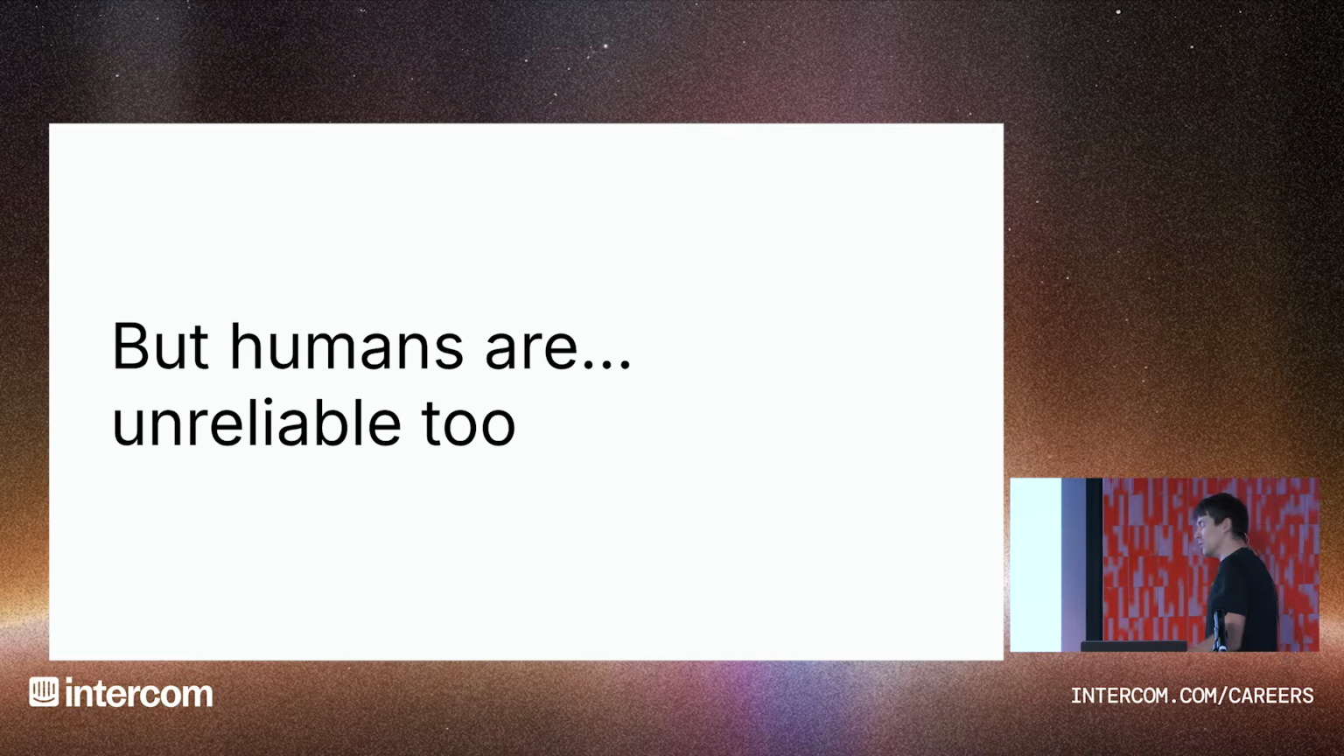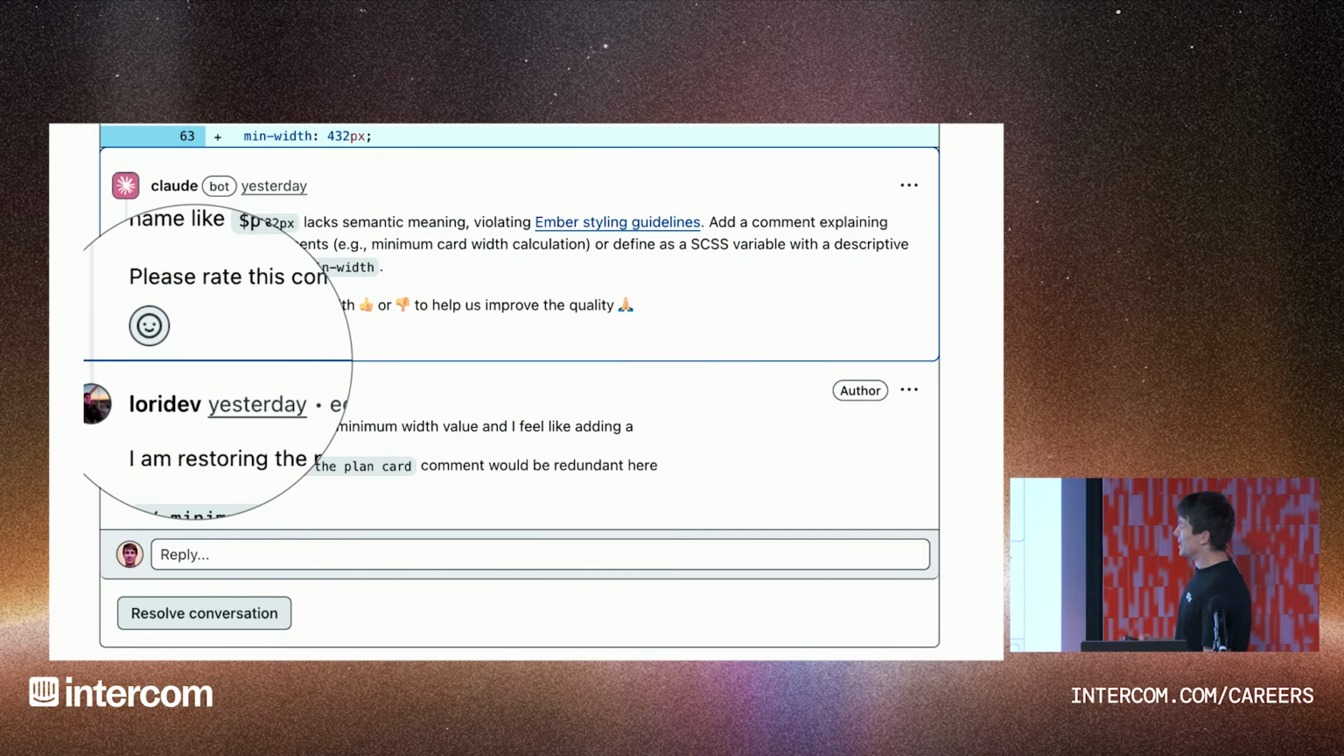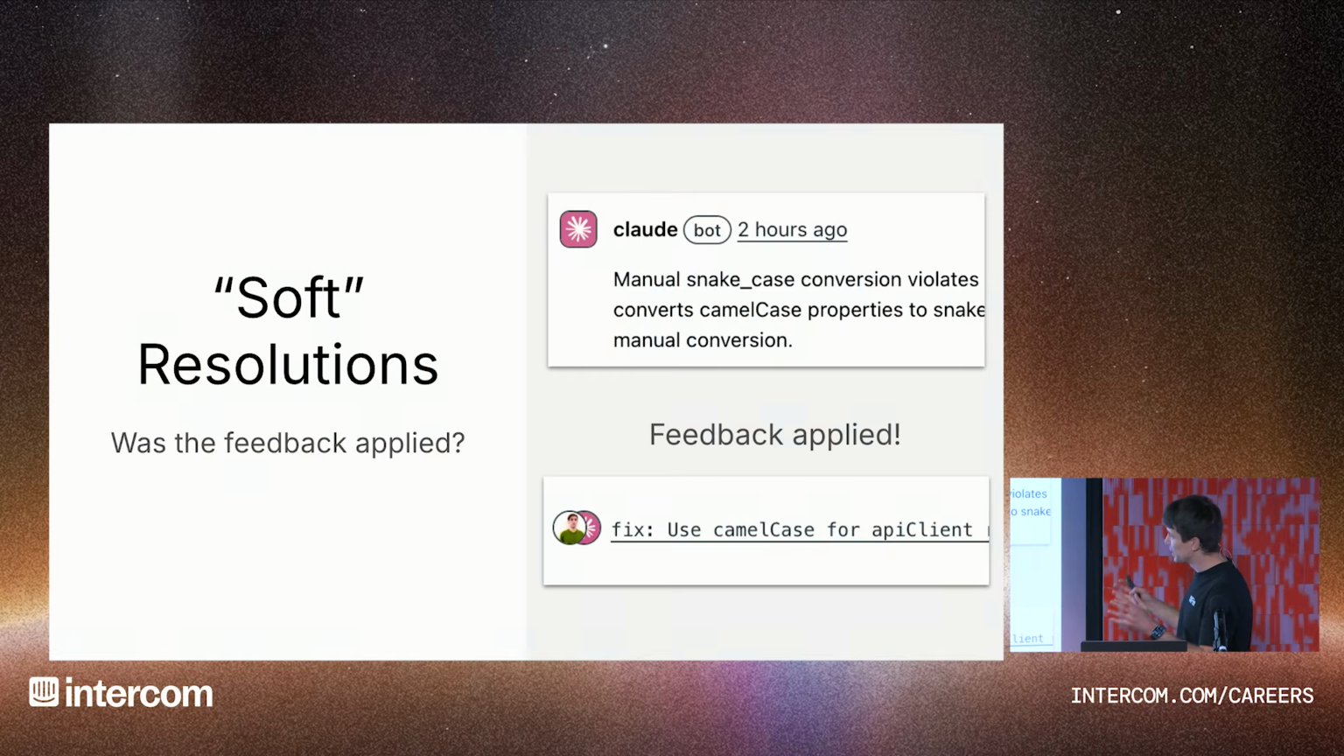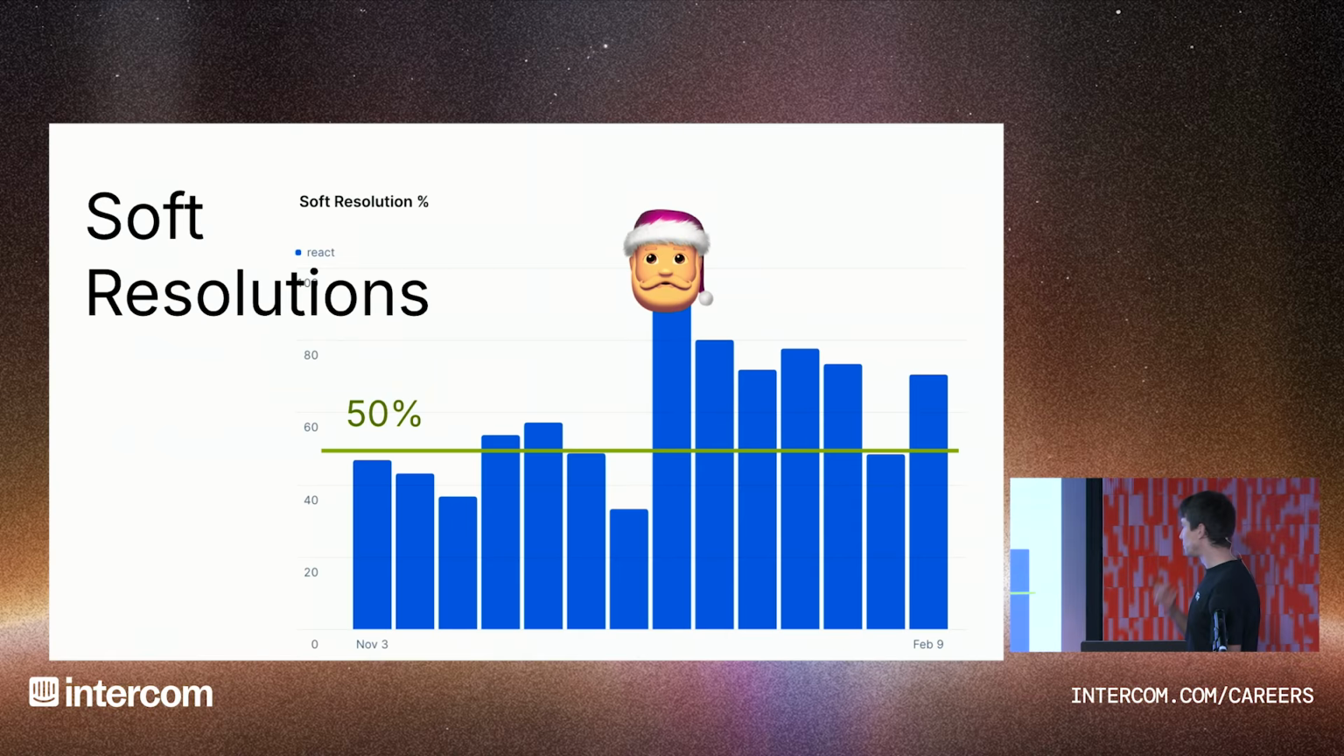But humans are unreliable, too. Big surprise, right? Not just LLMs. Sometimes they don't rate the comments. They don't leave us any signal at all. So how do we know whether the comment was good or bad? Well, one indirect signal is that maybe they haven't rated the comment, but if they applied the feedback, probably they found it useful. So we introduced this concept of soft resolutions, which is akin to the thing that we use in Fin, where we also track soft resolutions. So if someone got a comment, and then we look at the diff of the pull request as it was eventually merged, and that feedback was in fact applied, then we consider, okay, this was probably a soft resolution. They probably found that comment helpful.